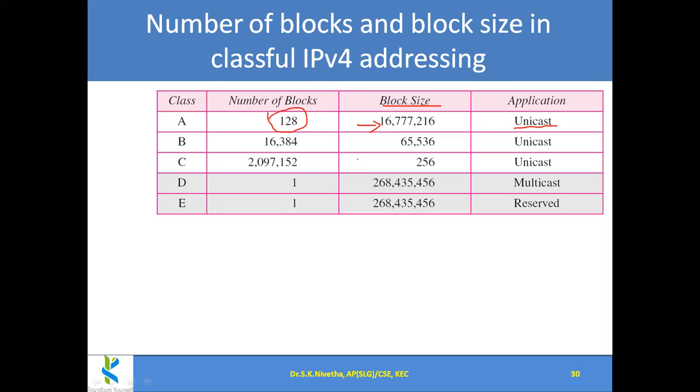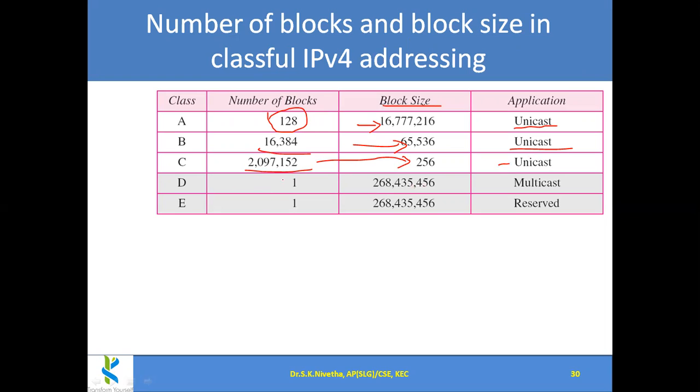In class B, the number of blocks will be 2 power 14, that is 16,384, and each block has this size, 2 power 16, 65,532. This is also for unicast. For class C, these many blocks or networks are available, and each network has 256 addresses. This is also for unicast.